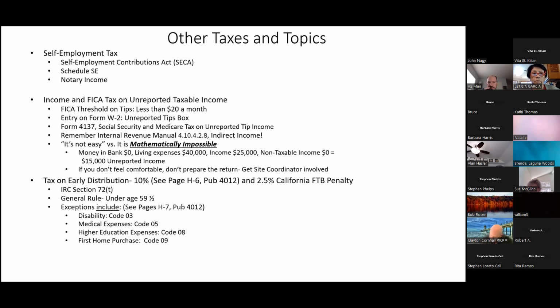Unreported tips. Hey, Jerry, before you get into that new topic, there was a long question that somebody was typing about student scholarships and expenses. In the example, if a student had more scholarship than their actual expenses, how would we treat that to minimize the tax burden if the child's still a dependent?